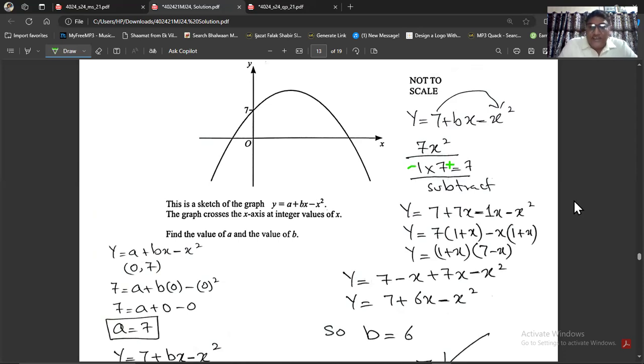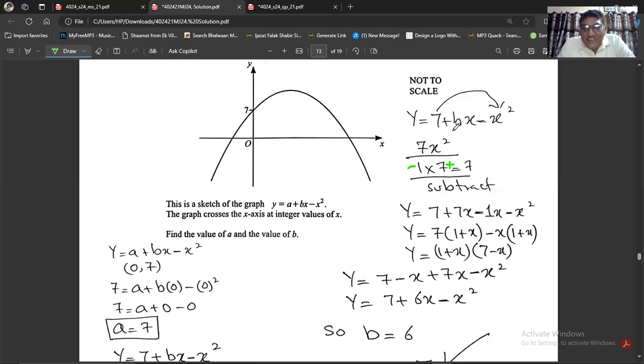Just for your understanding, I'm doing here y is equal to 7 plus 7x minus 1x minus x squared. This is how you do the midterm breaking. If these two are the factors, take 7 common, so you will have 1 plus x. Minus, take x common, 1 plus x. So take the 1 plus x bracket common, and in the other bracket you will have 7 minus x. So this is the idea of the midterm breaking.